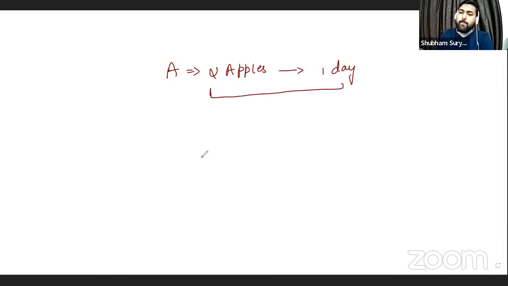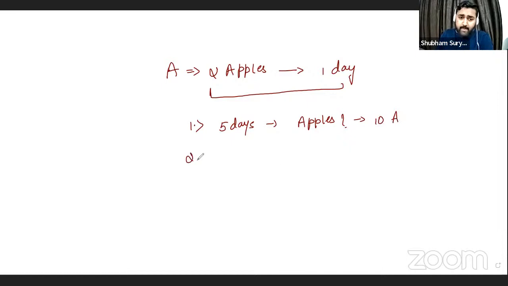Let's say there's a person A who has got exactly 2 apples, and he can eat these 2 apples in one single day, guys. So person A can eat 2 apples in one single day. Using this information, there are two possible questions. First possible question is, in exactly 5 days, how many apples can the person consume? It's going to be 2 apples in one day, so in 5 days, it's going to be 10 apples.